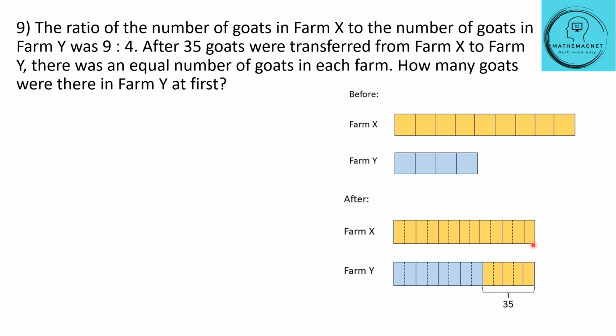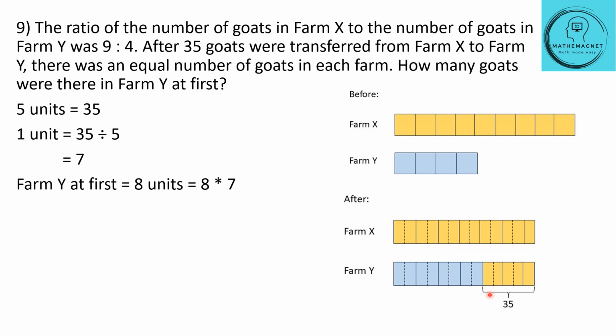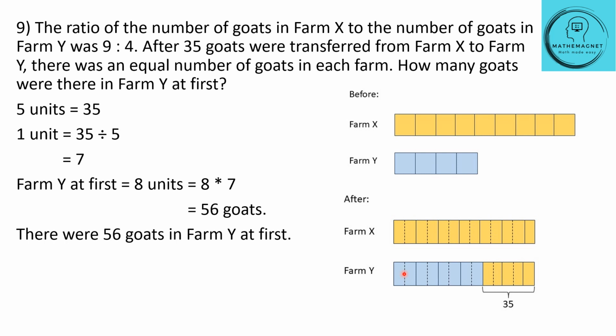So over here we have shifted 5 units from farm X, which is 5 units equal to 35 goats. So we know 5 units is 35, 1 unit will be 35 divided by 5, which is equal to 7. Now farm Y at first had these blue boxes, that is 8 units is what farm Y initially had. So 8 times 7 will give you the amount of goats at farm Y at first, which is 56 goats. So there were 56 goats in farm Y at first.